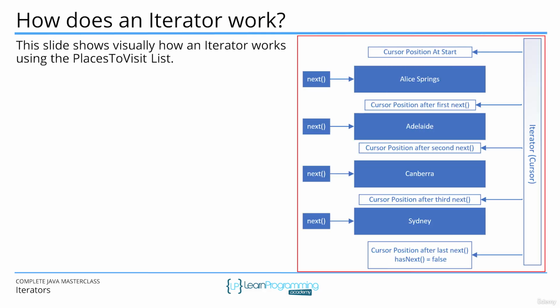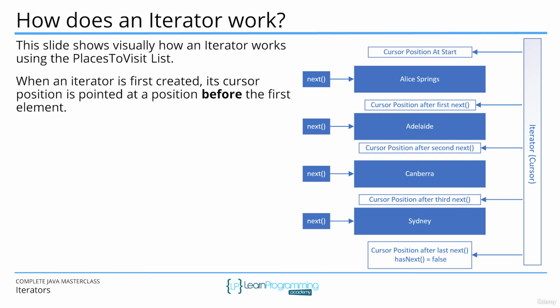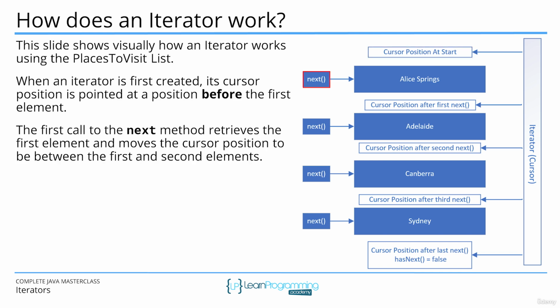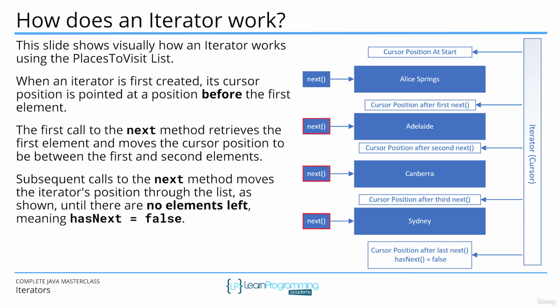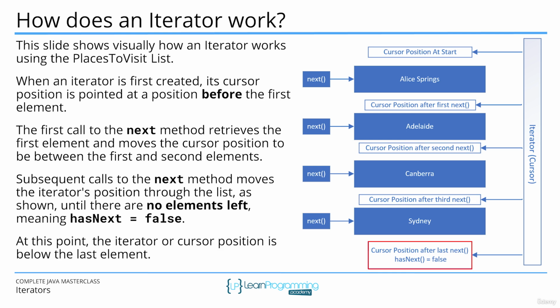This slide shows visually how an iterator works using the places to visit list. When an iterator is first created, its cursor position is pointed at a position before the first element. The first call to the next method retrieves the first element and moves the cursor position to be between the first and second elements. Subsequent calls to the next method move the iterator's position through the list, as shown, until there are no elements left, meaning hasNext equals false. At this point, the iterator or cursor position is below the last element. We looked at this briefly in code in the last video. Let's go back to code now and explore it some more.